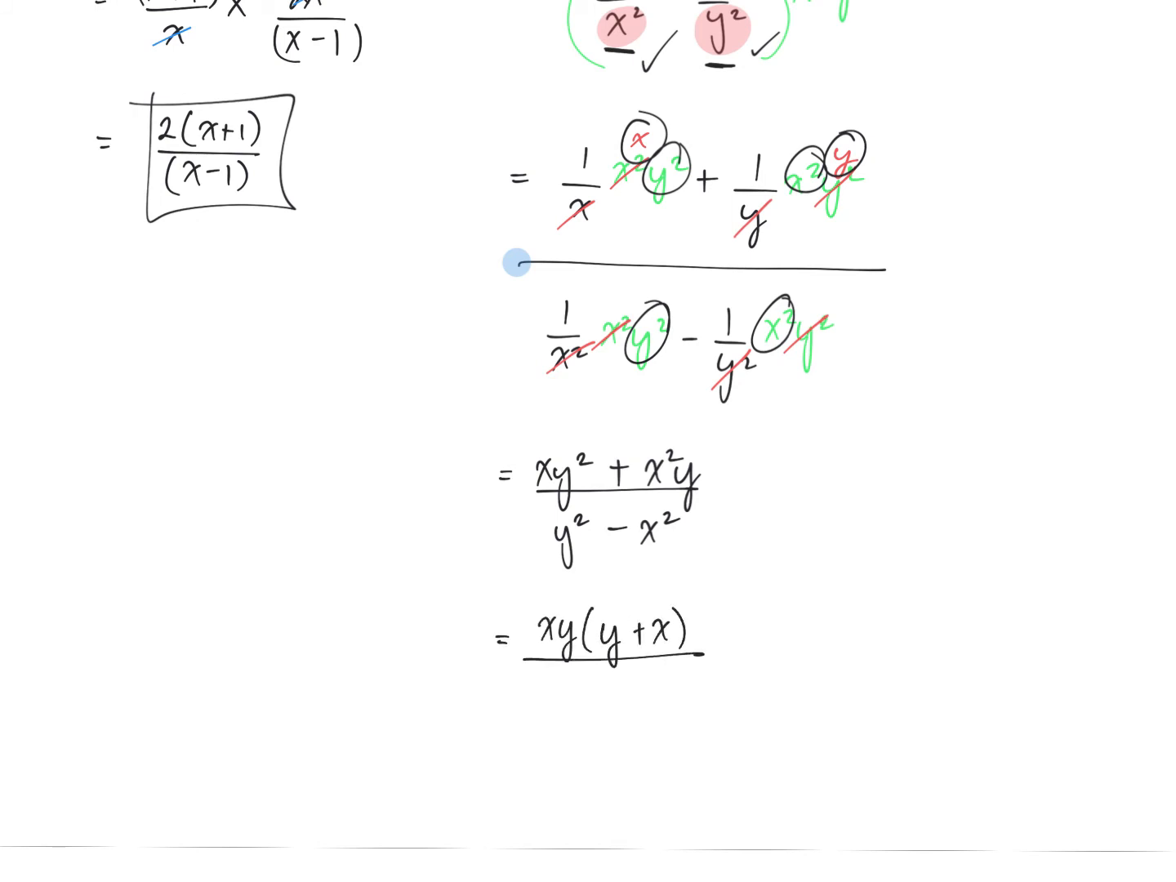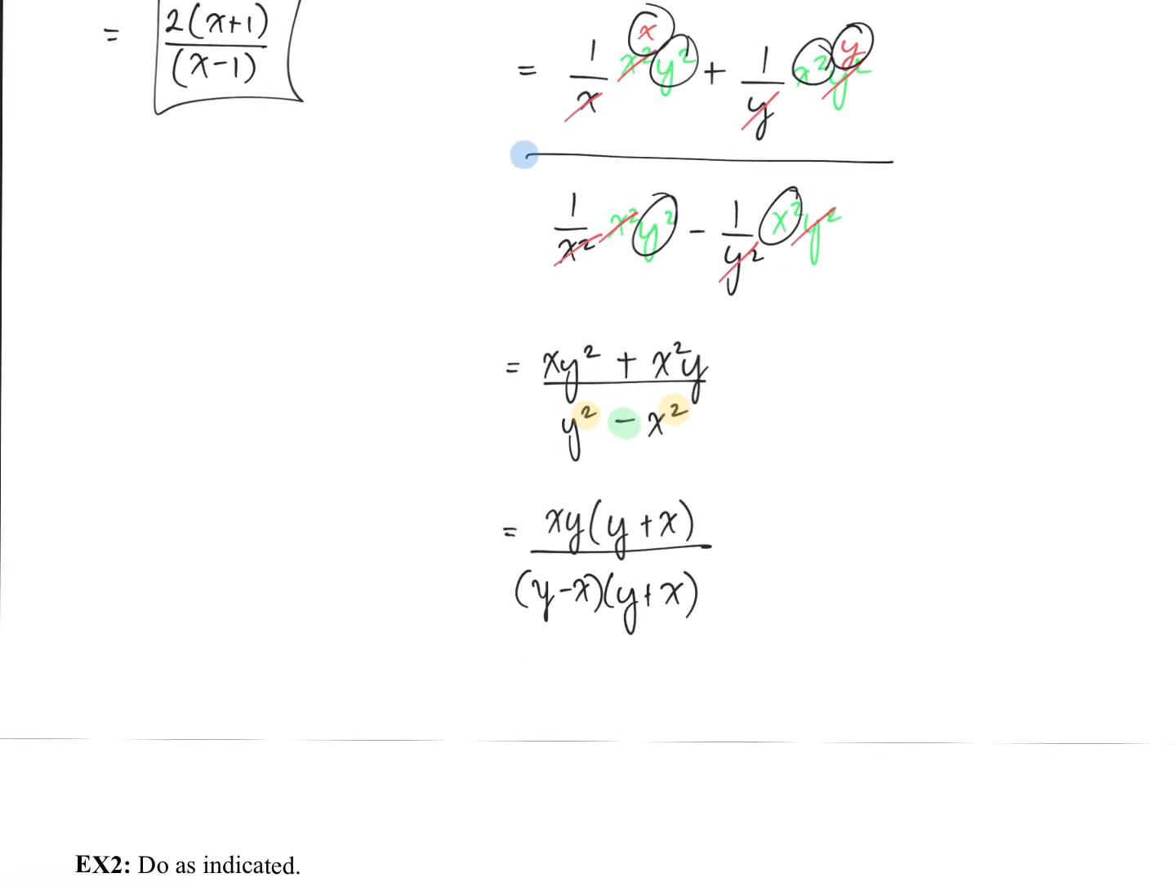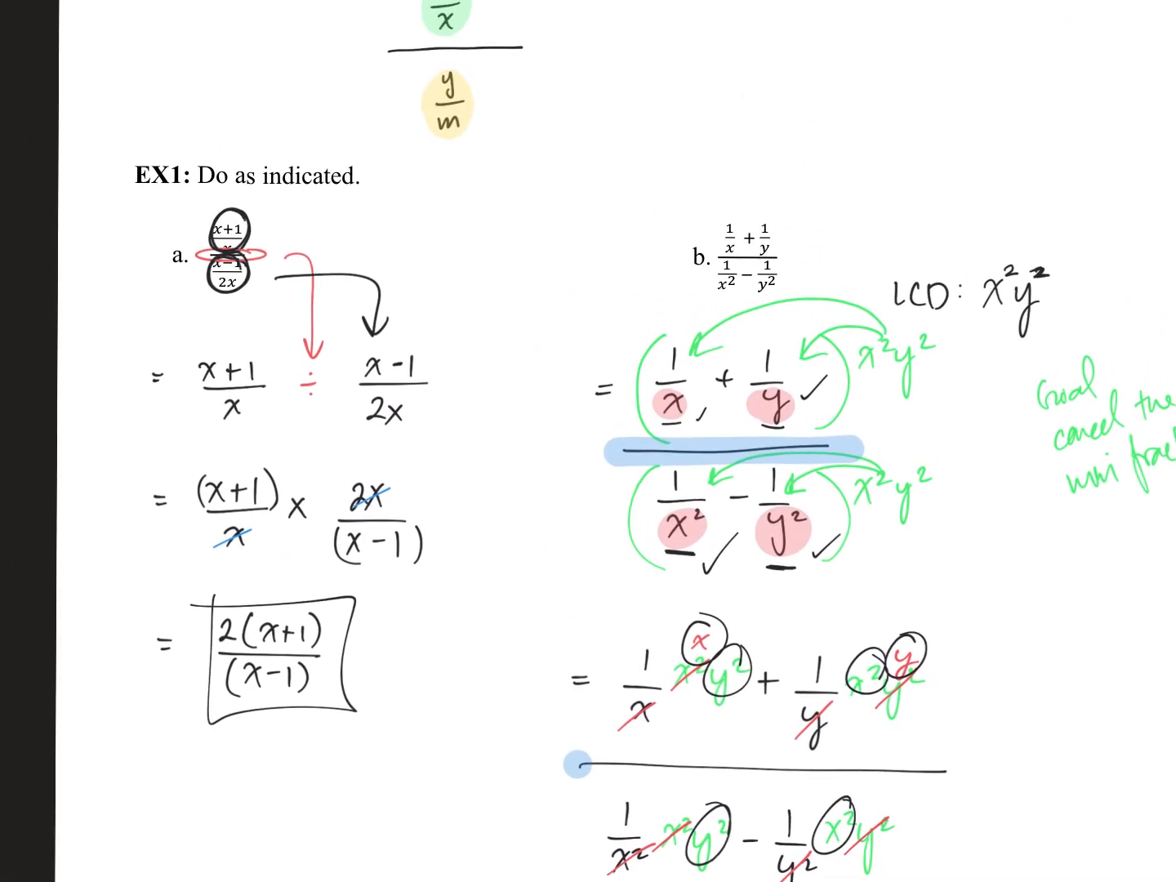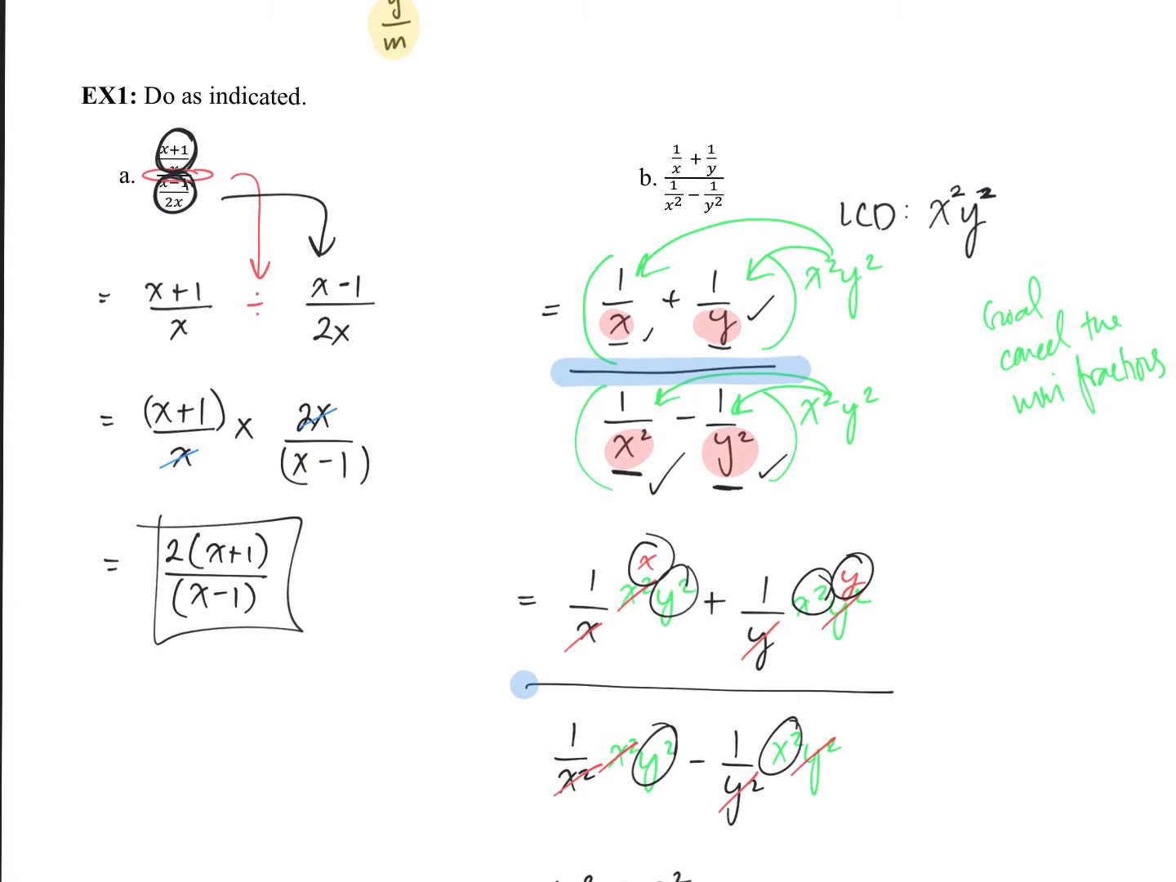And in the bottom, can we factor that? We can. It's the difference of squares. Let's go ahead and factor that. That difference of squares likes to pop up. Watch out for it. Okay, so we factored it. Can we cancel anything? We can. The y plus x's. And then we're just left with xy over y minus x. And we're done.